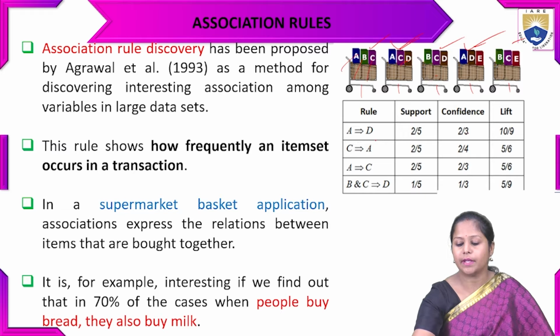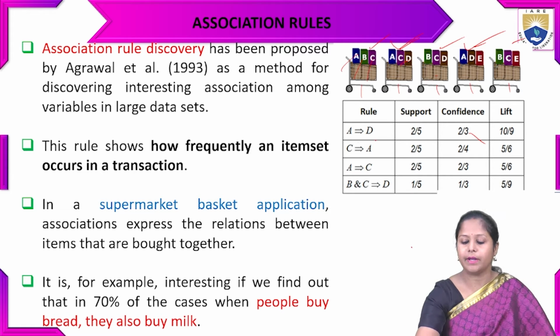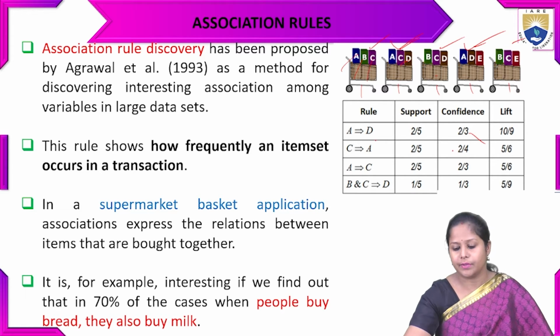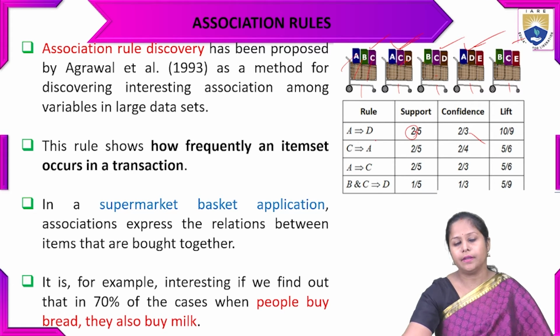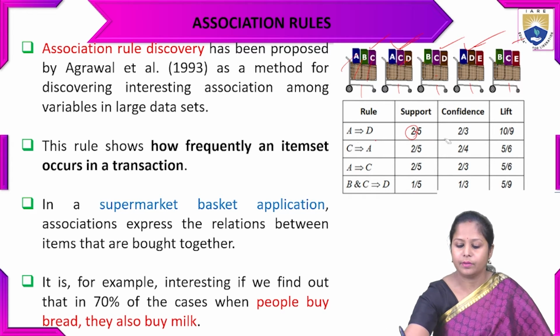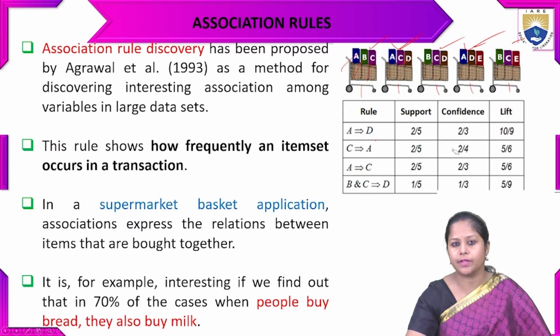Like that we have to check the confidence. So what is the formula of confidence? Confidence is A union B divided by the total number of A. Here the count of A union B is 2, and A occurring in the cart has a count of 3. A is occurring 3 times, so we take that. Like that we find the support and confidence.